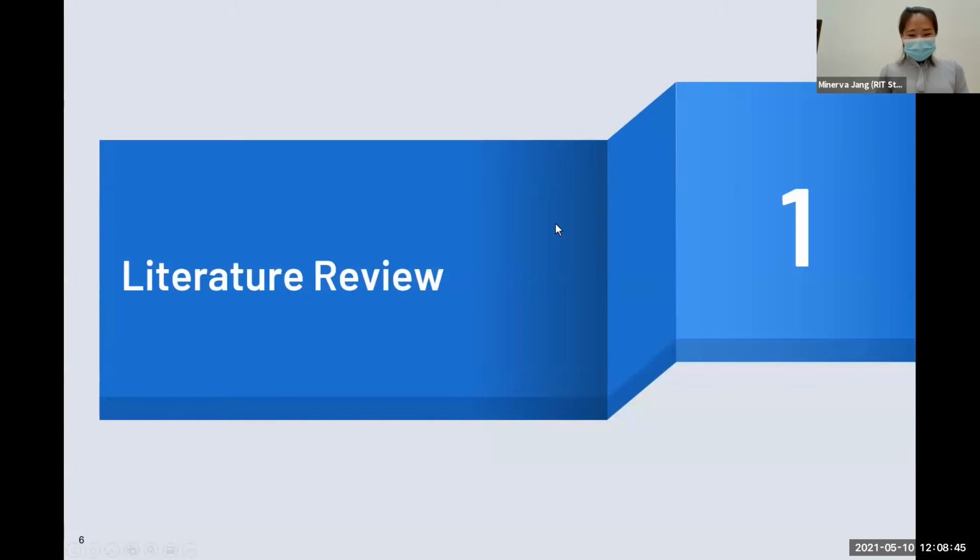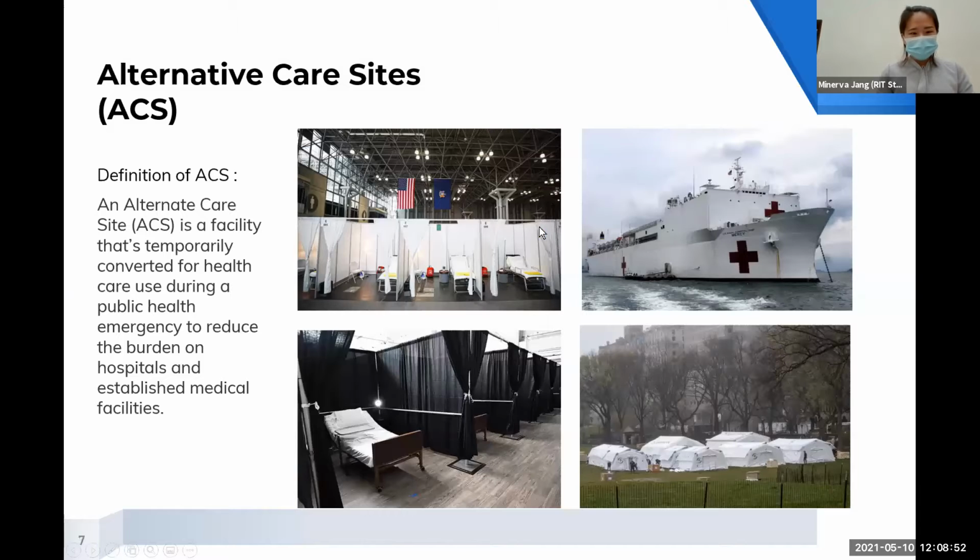This project begins with a literature review. I read a few recent articles and papers regarding alternate care sites. An alternate care site is a facility that's temporarily converted for healthcare use during a public health emergency to reduce the burden on hospitals and establish medical facilities.